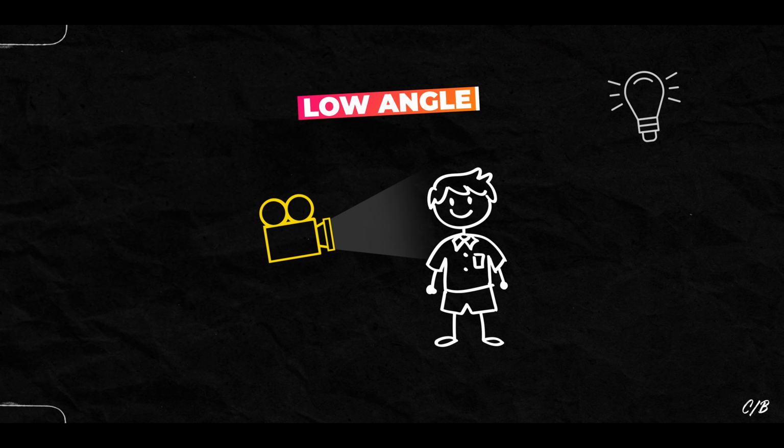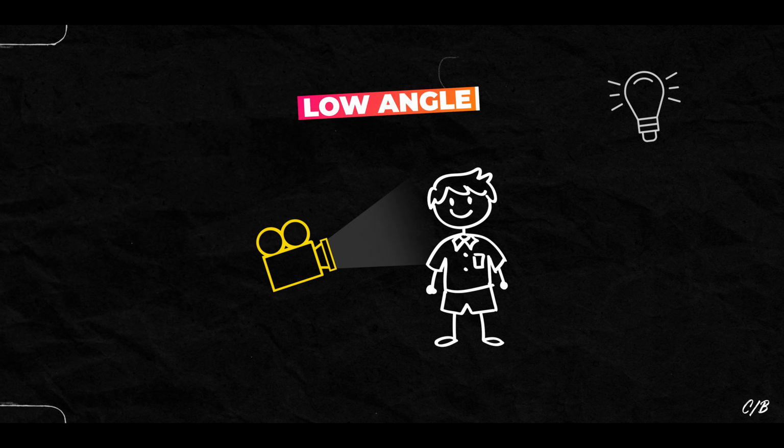So what if we tilt the camera upwards? That is when we get a low angle. We use the low angle when we want someone or something to appear big or powerful or in control of the situation. And this can be subtle or exaggerated depending on how much of the effect you want.